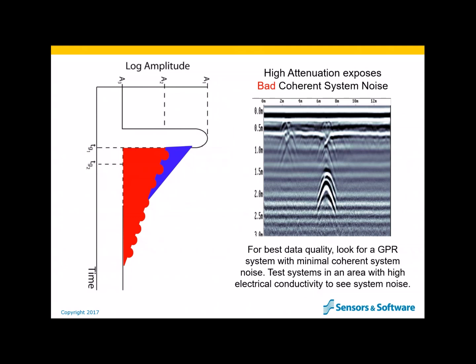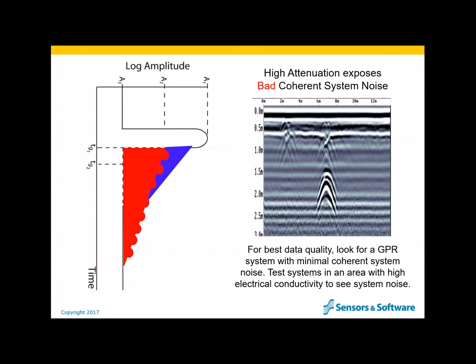So when you are using your GPR system in tough conditions with high attenuation, be very cautious about interpreting the signals you see as being from the subsurface. If you see lots of coherent system noise, ask your GPR supplier about it.